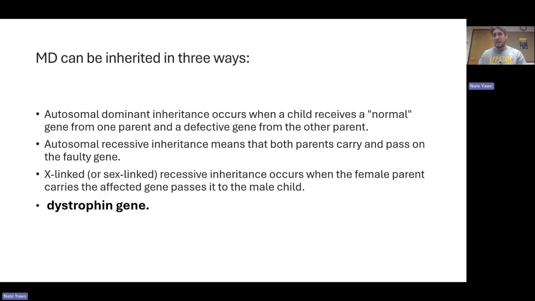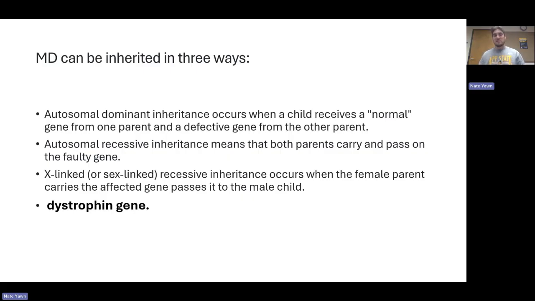What are ways you can have muscular dystrophy? So you can inherit in three ways. Autosomal dominant inheritance occurs when a child receives a normal gene from one parent and a defective gene from another parent. Autosomal recessive inheritance means both parents carry and pass on the fatal gene.